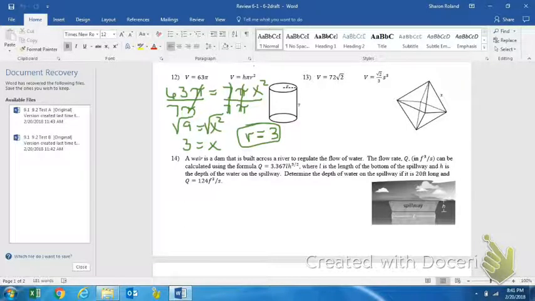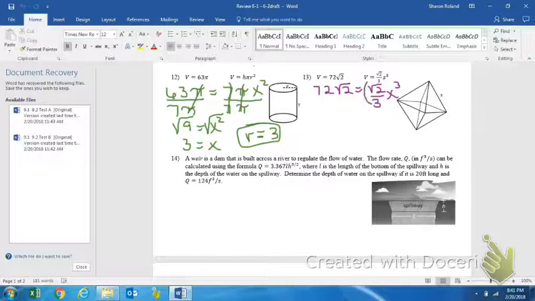On the next one, you have the volume is 72 times the square root of 2. And also, the volume is square root of 2 over 3 times the side cubed. Well, the side is x. So I'm going to put these two equal to each other. And that's 72 times the square root of 2 equals the square root of 2 over 3 x to the third.